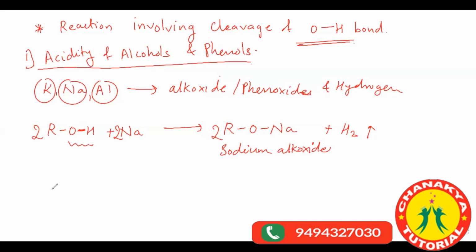What will happen when it reacts with aluminium? Example is given, tertiary butyl alcohol. What is the structure for tertiary butyl alcohol? C, CH3, CH3, CH3. This is the tertiary butyl group. It will be attached to your alcoholic functional group, then it is called tertiary butyl alcohol, right?